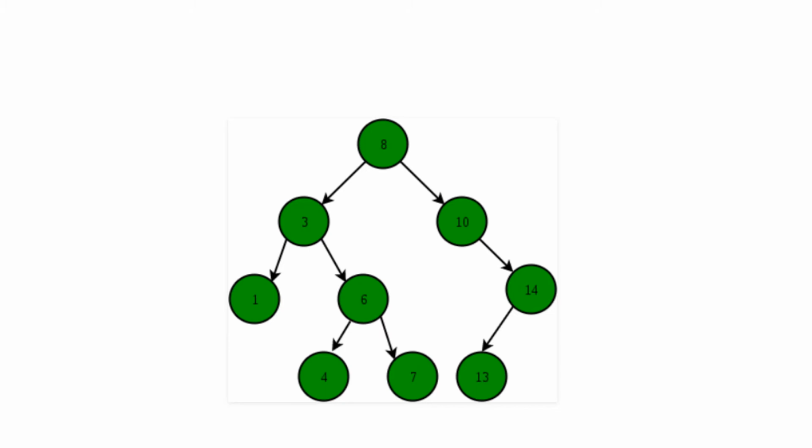Next one. We already did 1 and 6. Now we're on the 14. You start at the top of the tree with 8. 14 is greater than 8, so it's going to head right. 14 is greater than 10, so it's going to head right again. So that's why the 14 is over there.